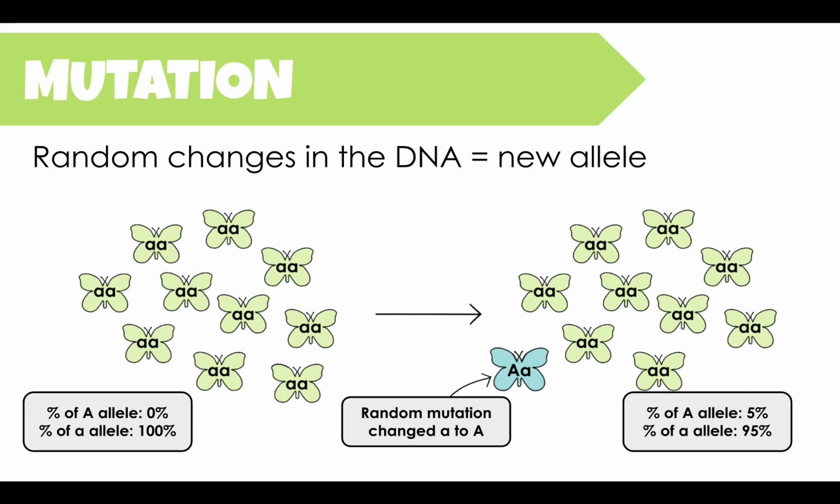So again, we're talking about these 4 processes, all of which have changed the frequency of alleles in our population, indicating evolution has occurred.